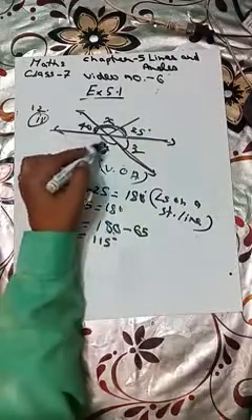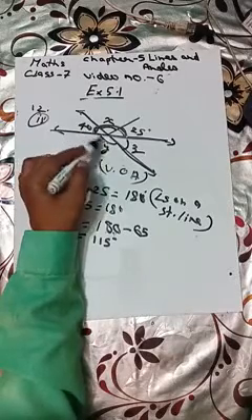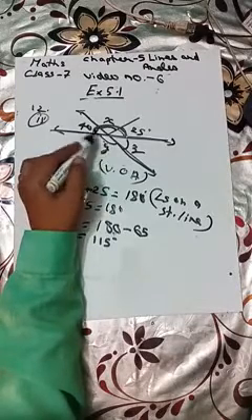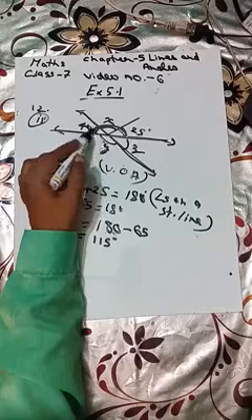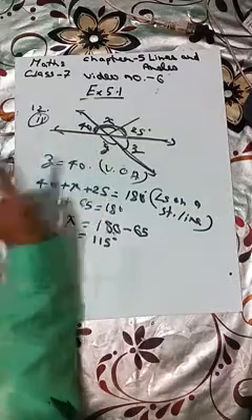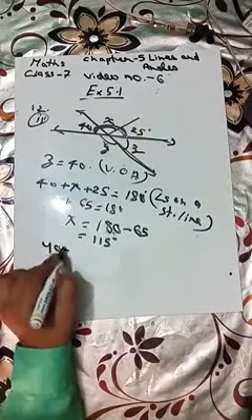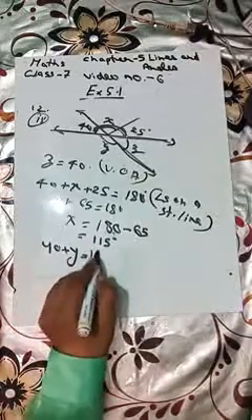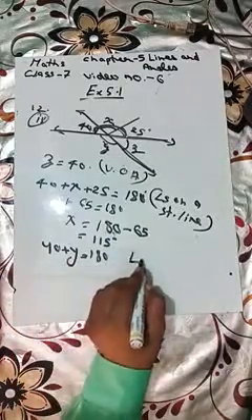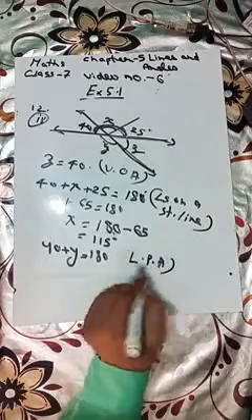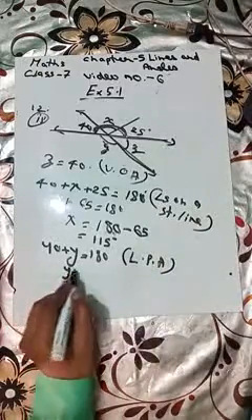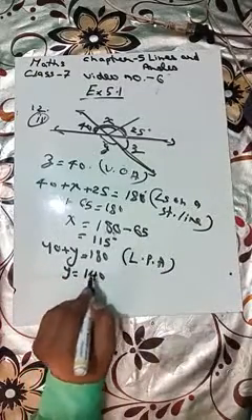Now similarly you can find out y also. See, this y and this 40 are a linear pair. Okay, so their sum should be 180 degree. So 40 plus y equals 180 degree. Why? Linear pair of angles. So y will be 140 degree.